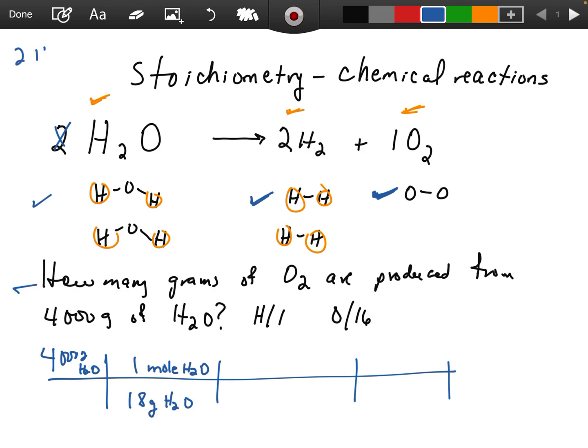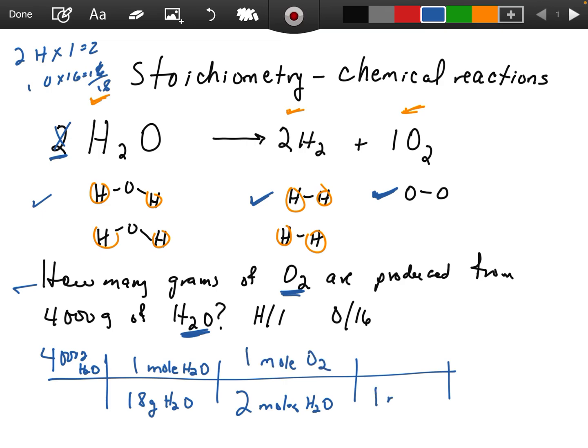There are 2 hydrogens times 1. There's 1 oxygen times 16. And that's 18. And then we are discussing these 2 substances in the problem. So 2 moles of H2O. You do use this 2 for this 3rd step, just like you do in the stoichiometry of recipes. And that's 1 mole of O2. And then 1 mole of O2 is 32 grams of O2.